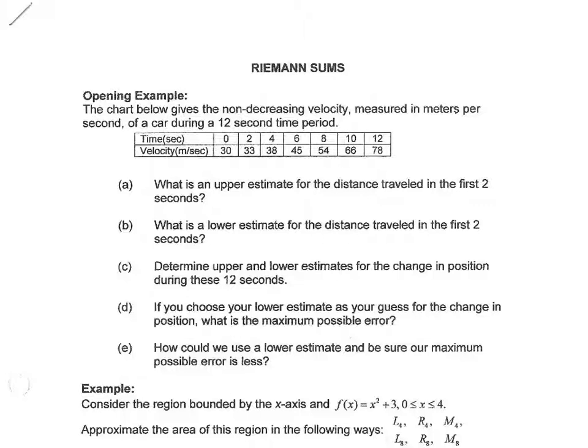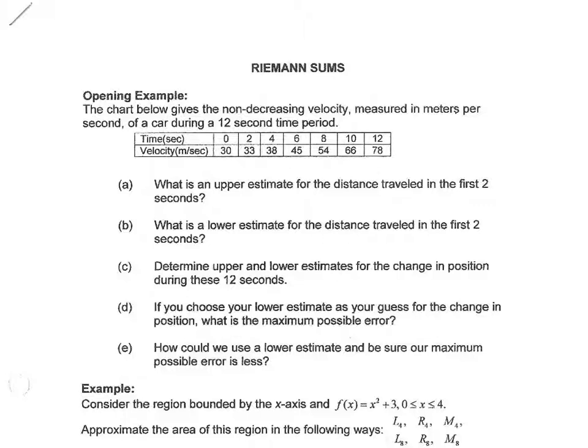All right. Riemann sums, we get Riemann sums when we add the sums of those rectangles under the curve. So that's an example of a Riemann sum. What we have here is a chart that gives the non-decreasing velocity in meters per second of a car during a 12-second time interval. Now, if that doesn't make sense with physics, I got this from somebody else, so I apologize. I'm not a physics expert. What is an upper estimate for the distance traveled in the first 2 seconds?